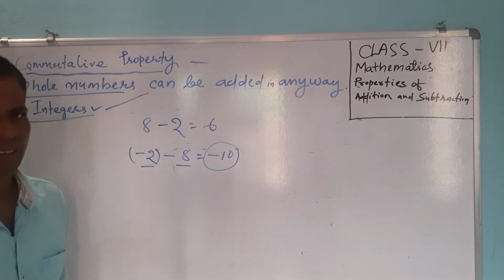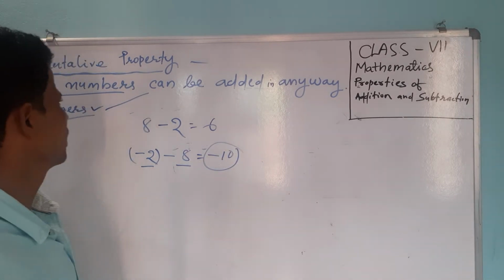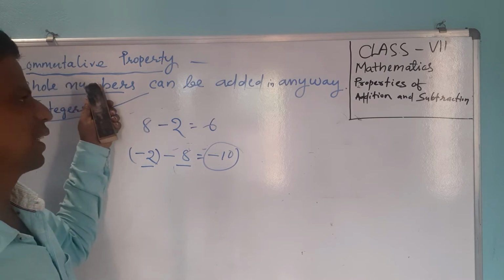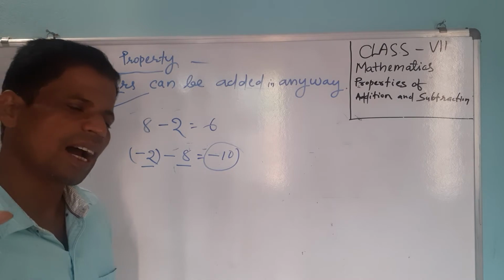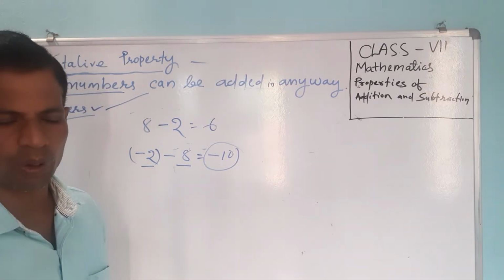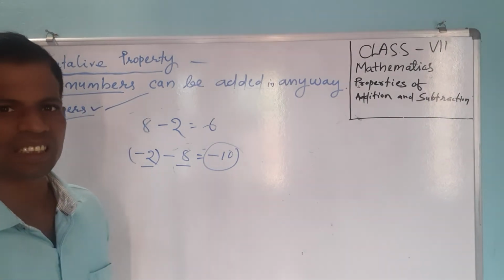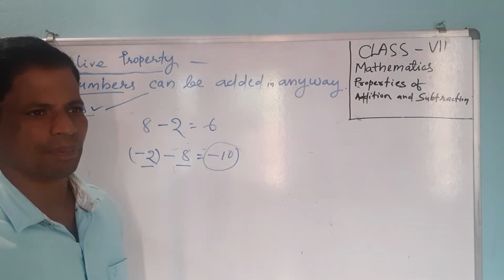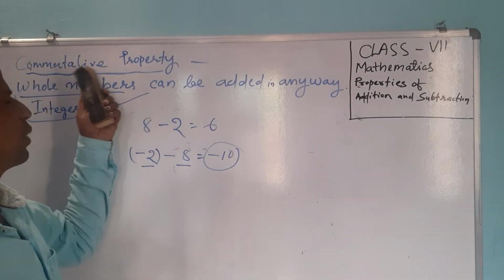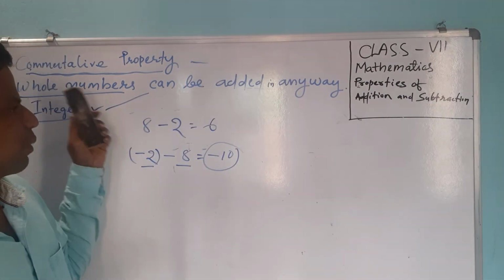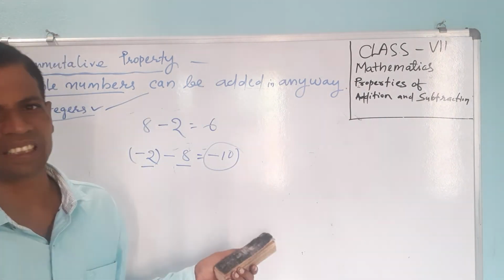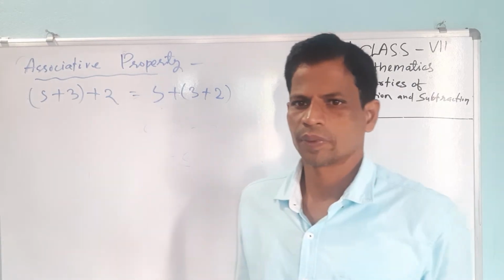It means the commutative property is followed by integers only in case of addition. It is not followed by integers in case of subtraction. Means commutative is followed by integers only in case of addition, not in case of subtraction.